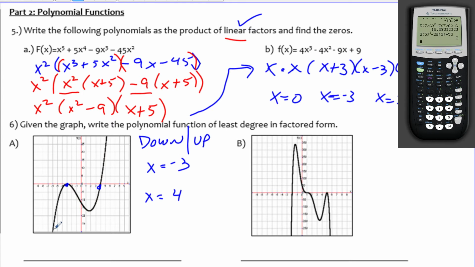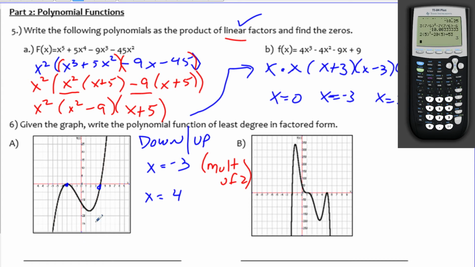And so at negative 3, it looks like it turned like a parabola. If you remember, we said that means that this has a multiplicity of 2. And it went right through 4, so I'm going to say that this has a multiplicity of 1. It traveled straight through like a line, so I'm going to leave that one alone.